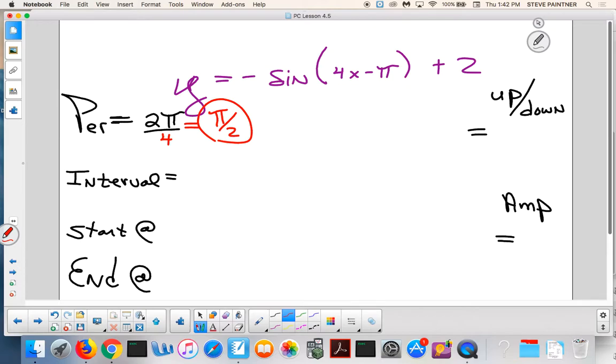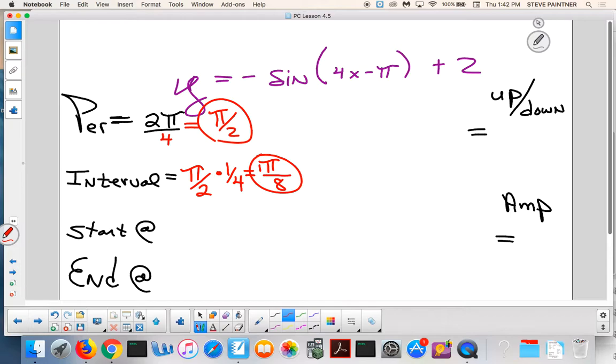Okay, here comes maybe the harder part. What's the interval going to be? Take your period and do what to it? Divide by 4, but it's a fraction, so maybe don't divide by 4. Multiply by the reciprocal of 4, 1/4. So it's going to be pi over 8. So you guys are counting by 1/8 pi. 1/8, 2/8, 3/8, 4/8, like that.